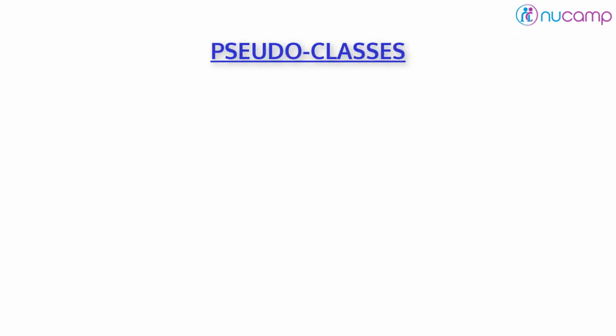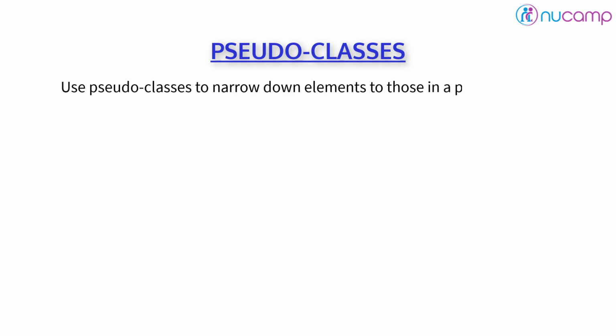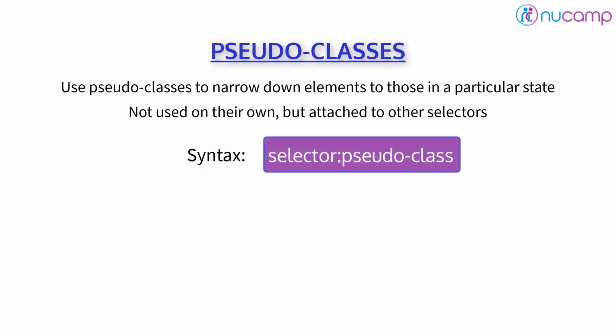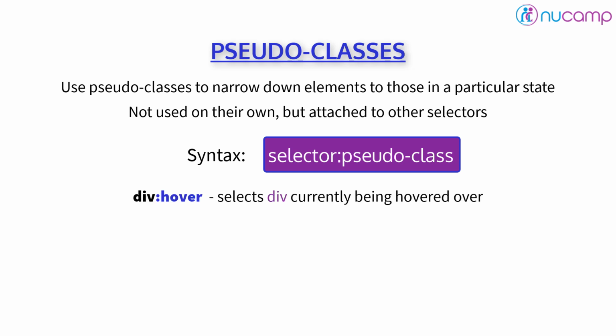Next, let's talk about pseudoclasses. Pseudoclasses are a way of narrowing down elements to those that are in a particular state. Pseudoclasses are not used on their own, but with other selectors. The syntax looks like this: selector, followed by the pseudoclass name. For example, hover is a pseudoclass, and you would use it like this: div:hover. This will only select for div elements that are being hovered over.